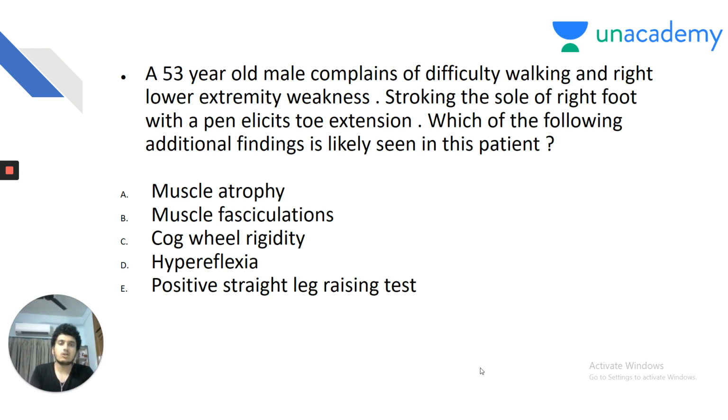So Babinski is a sign of an upper motor neuron type of lesion. Muscle atrophy and fasciculations are features of a lower motor neuron lesion.